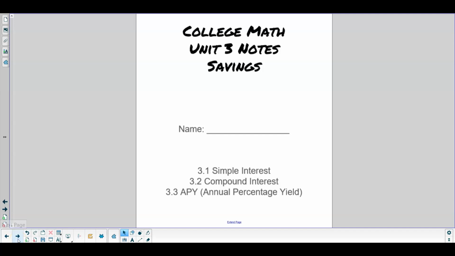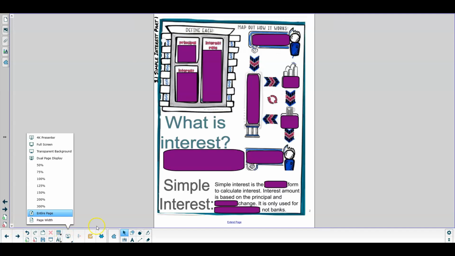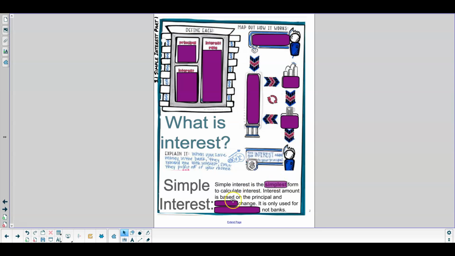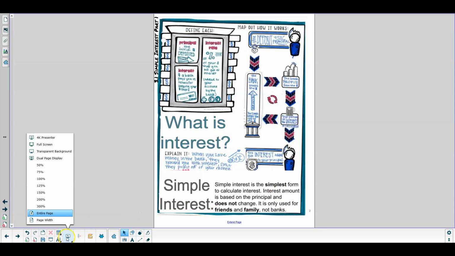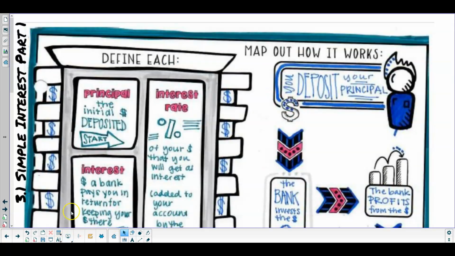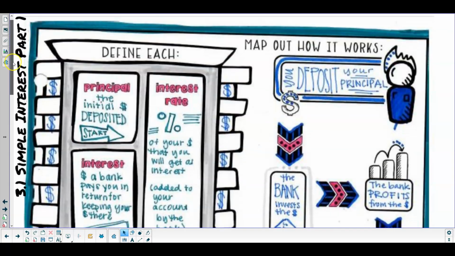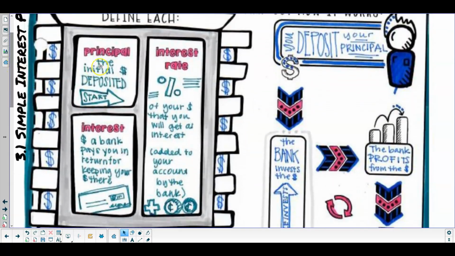So in your packet, go ahead and get to this page, and I'm just going to quickly uncover a bunch of this stuff. And then I want to have you guys fill in your notes as you're looking at each section. This is defining what a principal amount is. So if you don't know, principal is the money deposited into an account of some sort.